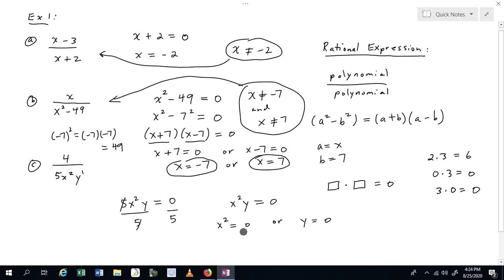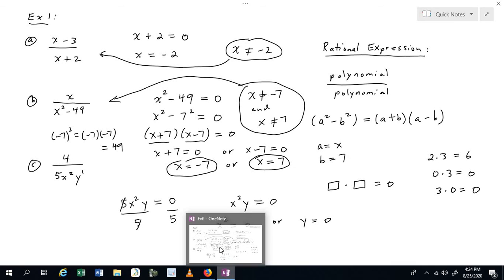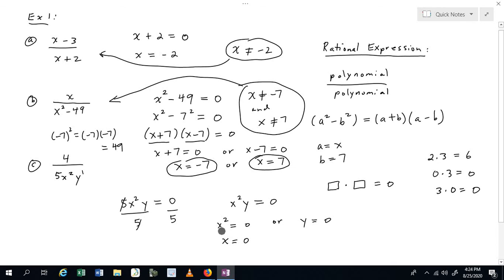Now, if x squared is 0, the only way that will happen is if x is 0. If x is any other number other than 0, then when I square it, I'm not going to get 0. For example, let's say x was 3, right? 3 squared would be 9. So there's no way for it to be 0 other than the case when x itself is 0. The only time x squared is 0 is when x is 0. And so we end up with two answers here. X is 0 and y could be 0.